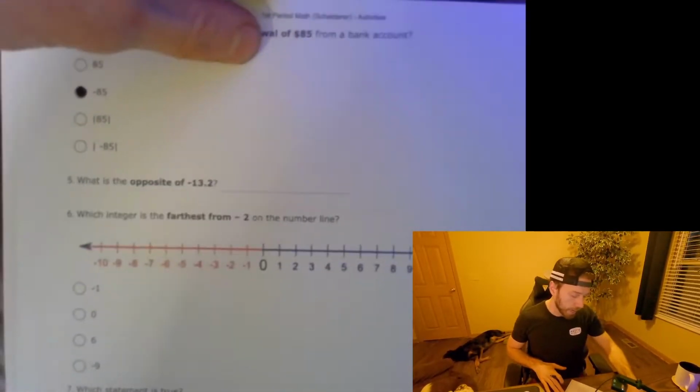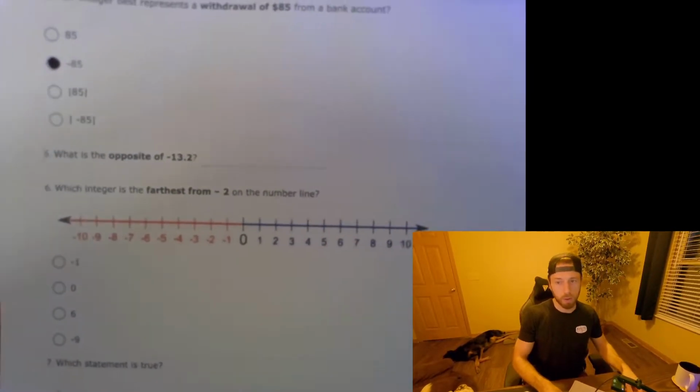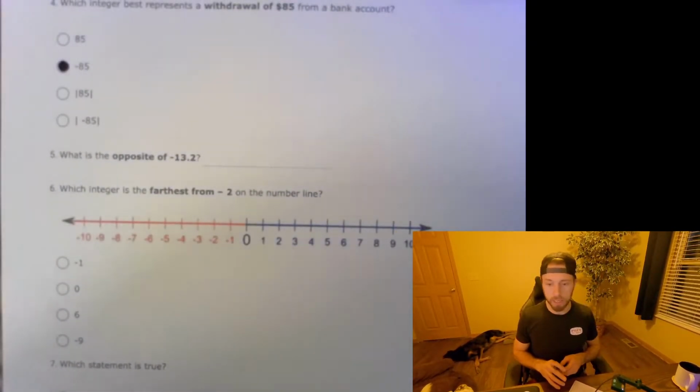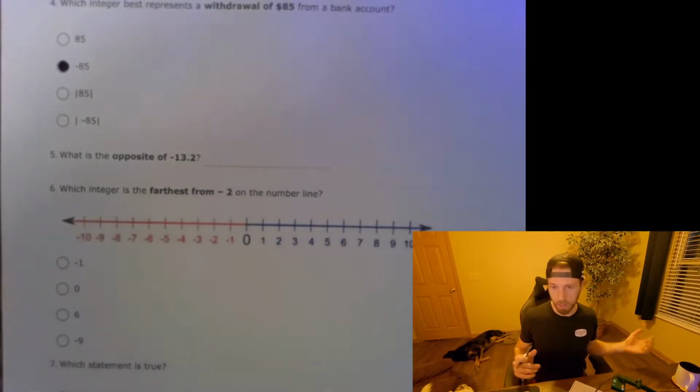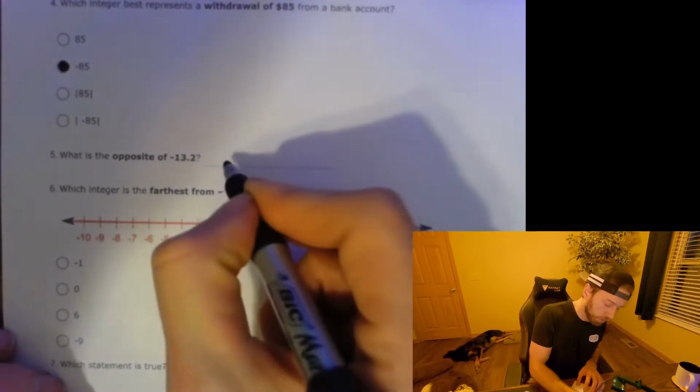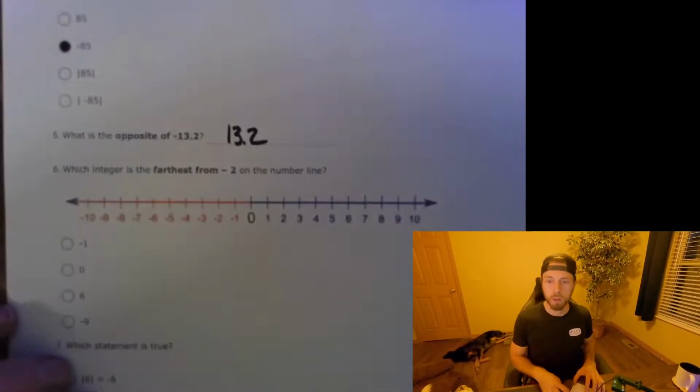Number 5, what is the opposite of -13.2? Well, the opposite of a number is just the number on the other side of 0 on that number line. So the opposite of -13.2 would be a positive 13.2.